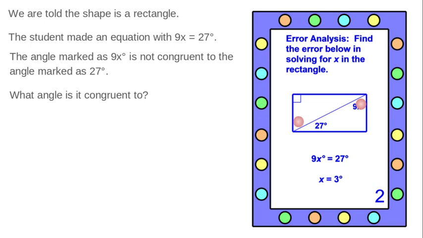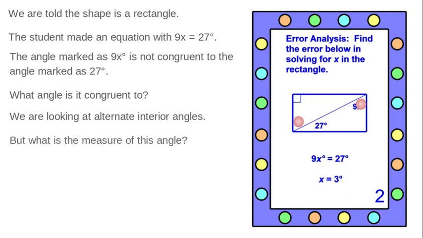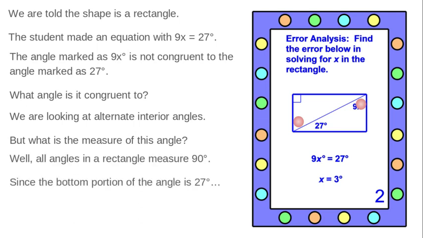Well, that's great and all, but we need to look at what does that alternate interior angle equal? What's its measure? Well, we know that in a rectangle, all angles are 90 degrees. So this entire angle right here, the whole thing, not the red dot, not the 27, but all of it together, would equal 90 degrees. And this bottom part is 27. So I should be able to do 90 minus 27, and the red dot zone should equal 63 degrees.